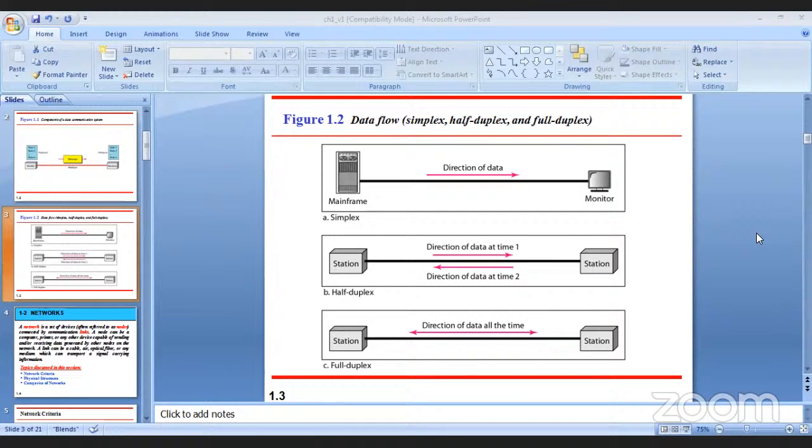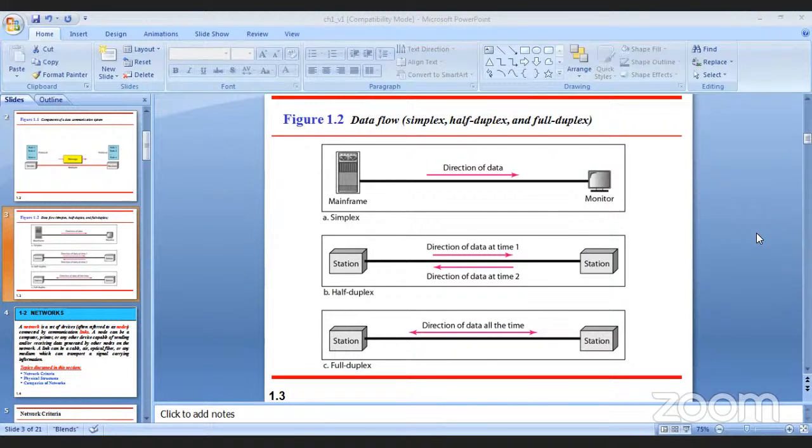That is the simplex one. Half duplex is both direction, but one at a time. Simplex, only one direction always. Half duplex, both directions possible, but at any time, one direction data. Let's say first sender to receiver, next receiver to sender, next sender to receiver, receiver to sender. But at a time, there will be one data in the communication medium.